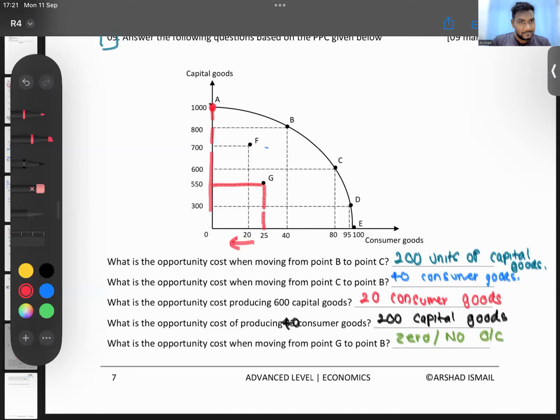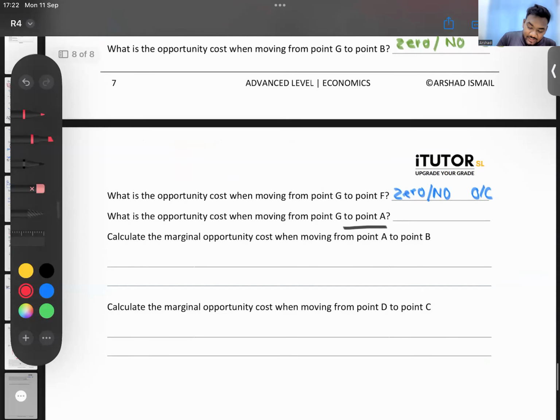You definitely have to sacrifice. You can't produce 25 consumer goods and also 1,000 capital goods. So you have to sacrifice this if you want to go there. Therefore, there is an opportunity cost. When you're going from G to A, you're increasing capital goods by 450, from 550 to 1,000. Along with going there, you have to sacrifice these 25 consumer goods. So your opportunity cost will be, guys, 25 consumer goods. Is that okay, guys?